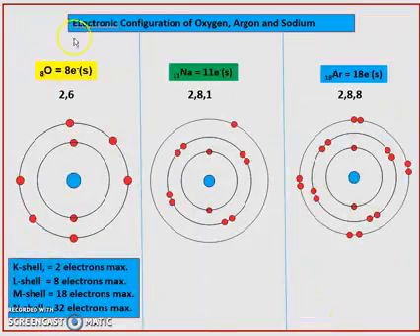Okay, let's solve more examples. The electronic configuration of oxygen. Oxygen has 8 electrons. So the first shell takes 2 electrons, remaining what? Remaining 6. So the second shell will take 6 electrons. That is why we draw 2 electrons. We put 2 electrons here and 6 electrons in the outermost shell. 1, 2, 3, 4, 5, 6. This is okay because this second shell can take up to 8 electrons maximum. So since we have 6, we fix the 6 at the second shell. So this is the oxygen atom.